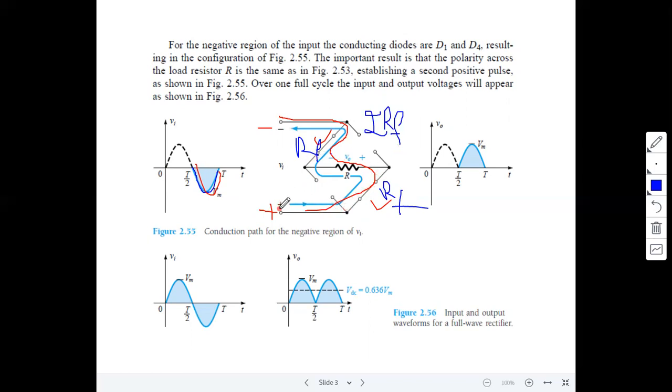Current flows from the positive terminal to the negative terminal. Now the current direction in this resistive load RL, or R, is right side plus, left side minus. So again we are getting a positive cycle. For the negative cycle, the output is a positive cycle.